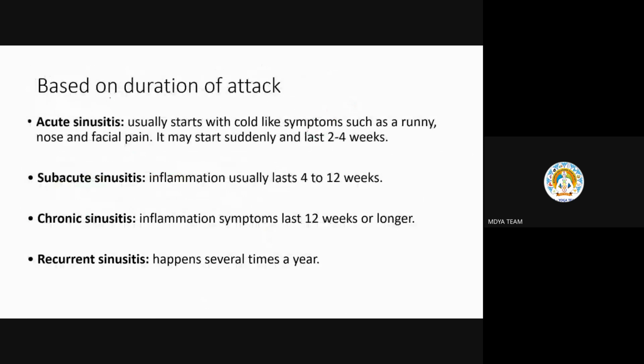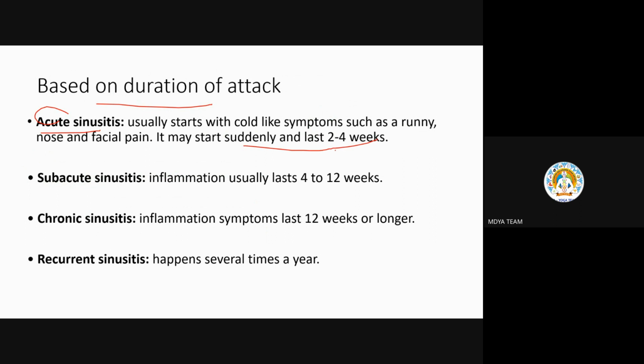Now, based on the duration of the attack: acute sinusitis. As the name itself suggests, acute means a very short period of time. It usually starts with cold-like symptoms, such as runny nose and facial pain, and many other symptoms. It may start suddenly and last for 2 to 4 weeks.